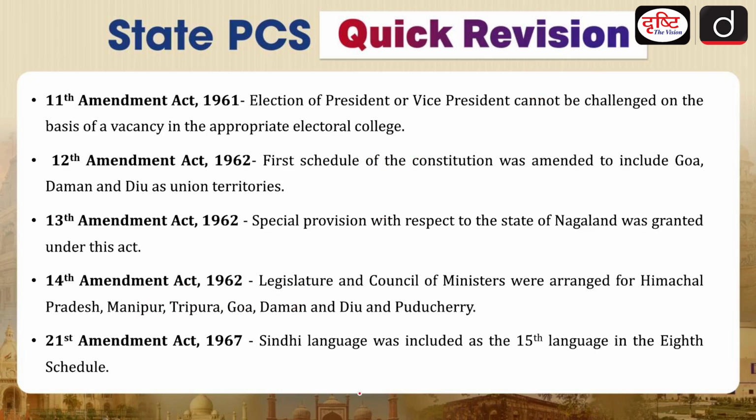Then the 11th Amendment Act talks about the elections of president and vice president, which cannot be challenged on the basis of a vacancy in the electoral college. The electoral college for president is the elected members of Lok Sabha, Rajya Sabha, and the legislative assemblies. For the vice president, it is the members of Lok Sabha and Rajya Sabha. So if there is a vacancy in the legislature, you cannot challenge the election of president and vice president in court. That provision was made in the amendment of 1961.